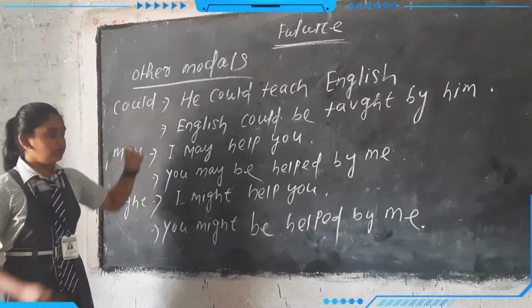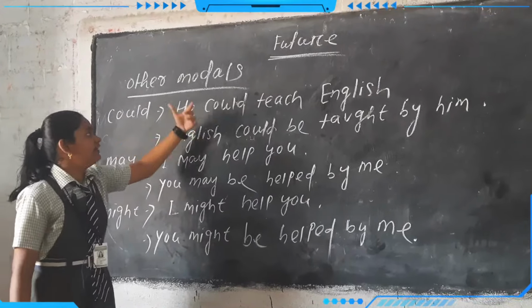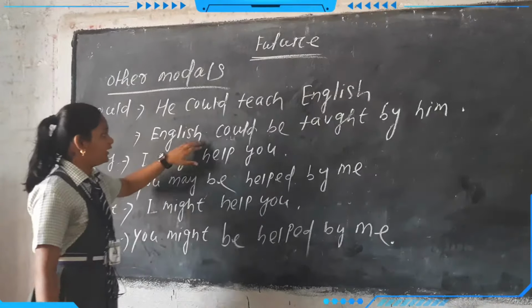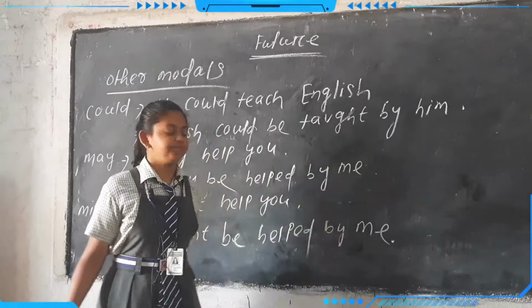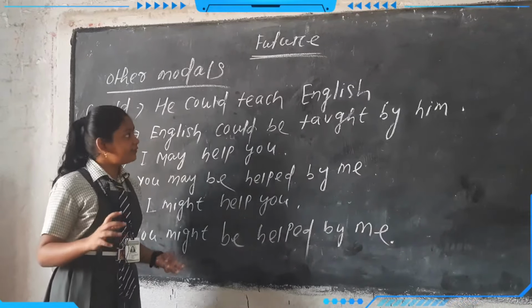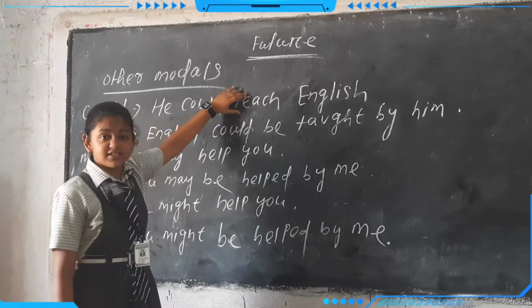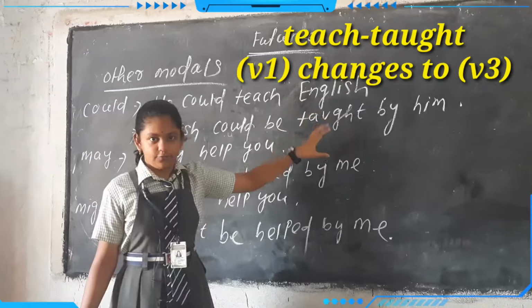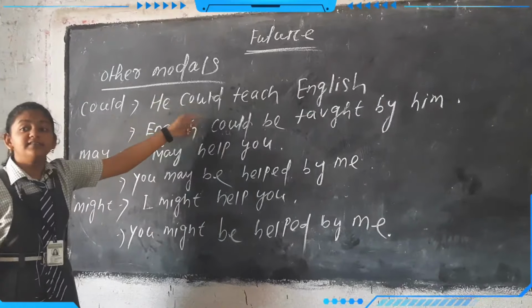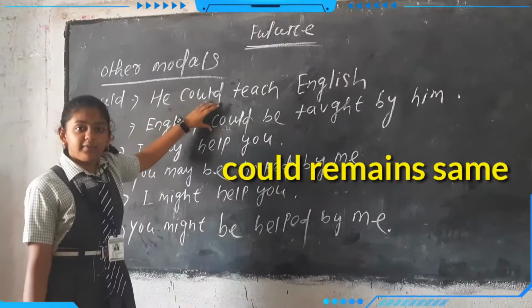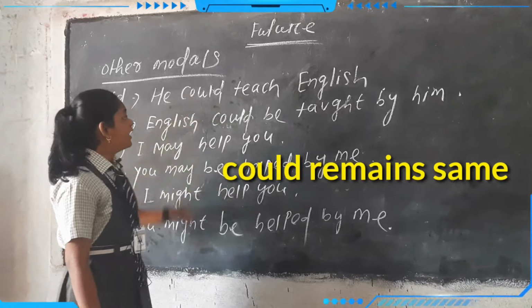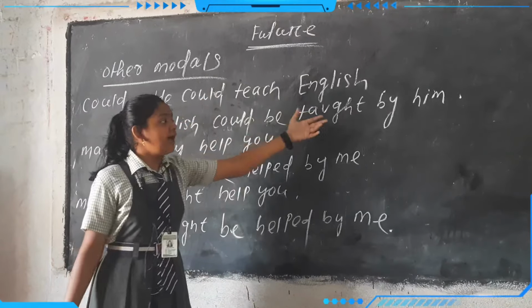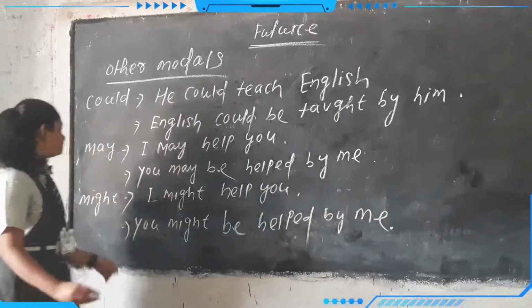Could is an example of a modal. In the active voice, it is he could teach English. In the passive voice, it becomes English could be taught by him. The main difference here is that teach is in the verb 1 form. It becomes taught in the passive voice, which is in the verb 3 form. But the modal verb doesn't change. Could remains the same even in the passive voice. And be is used between the helping verb and the main verb in the passive voice.